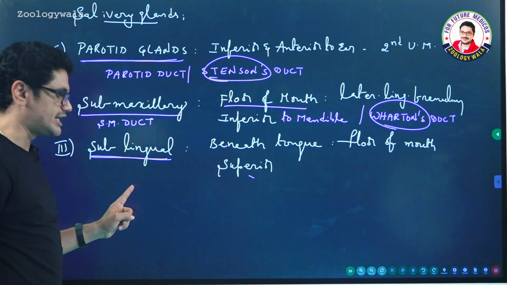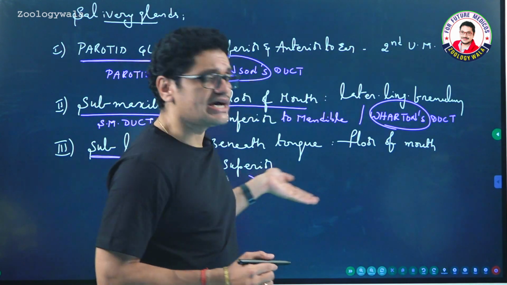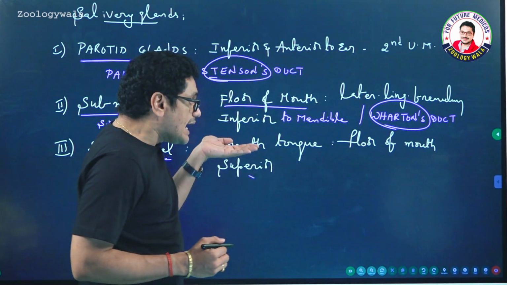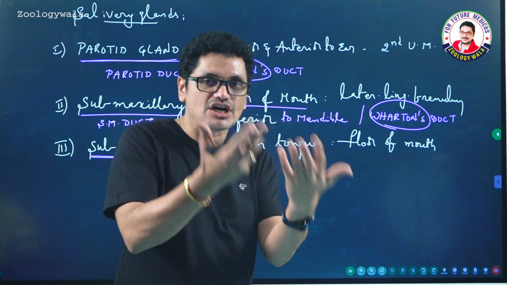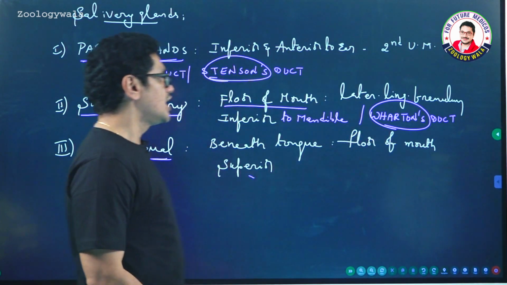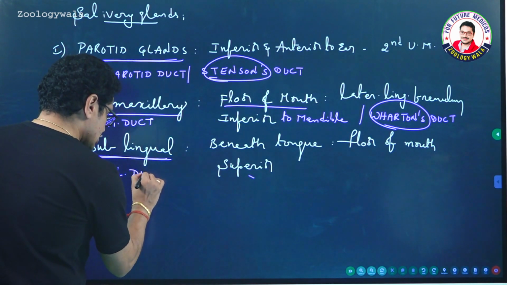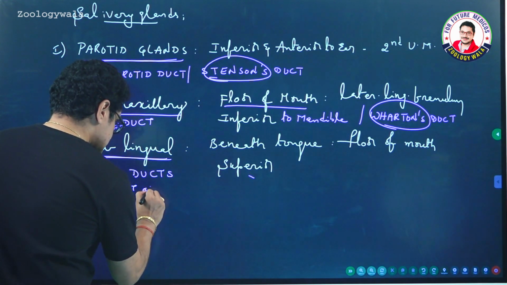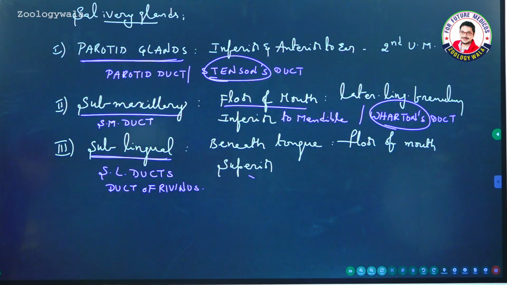The third one is the sublingual glands, which are present just beneath the tongue, at the floor of the mouth. I mean to say the glands open into the floor of the mouth with the help of ducts. The sublingual glands open with the help of sublingual ducts. Sublingual ducts are also called the duct of Rivinus.